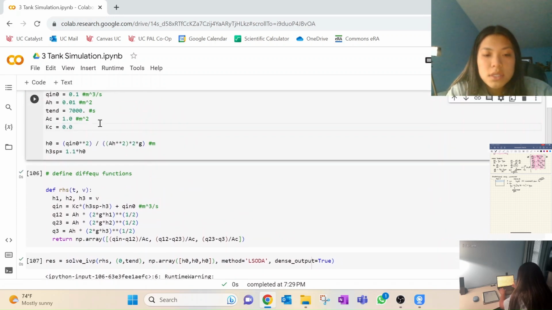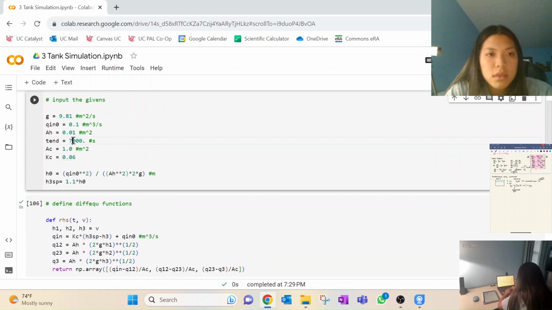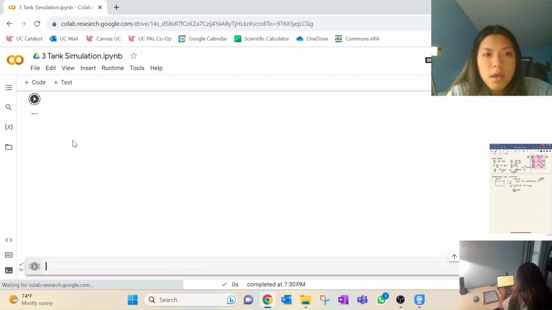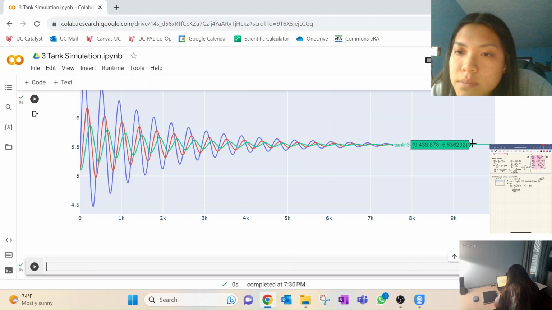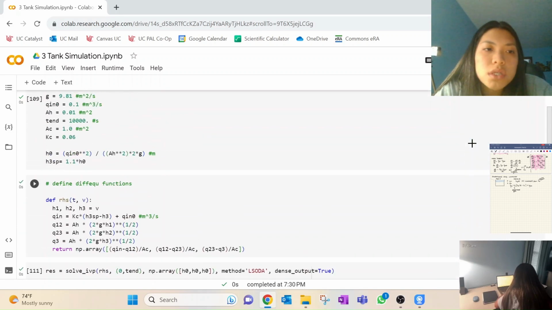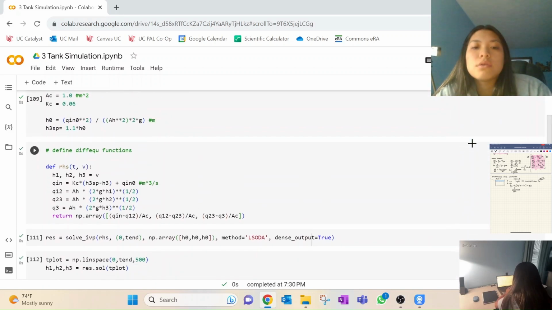And so we'll sit at 0.06, and we can just extend the graph a bit and see how long it takes to reach steady state. So here it is, 5.53, which is 0.07 away from the value that we want.